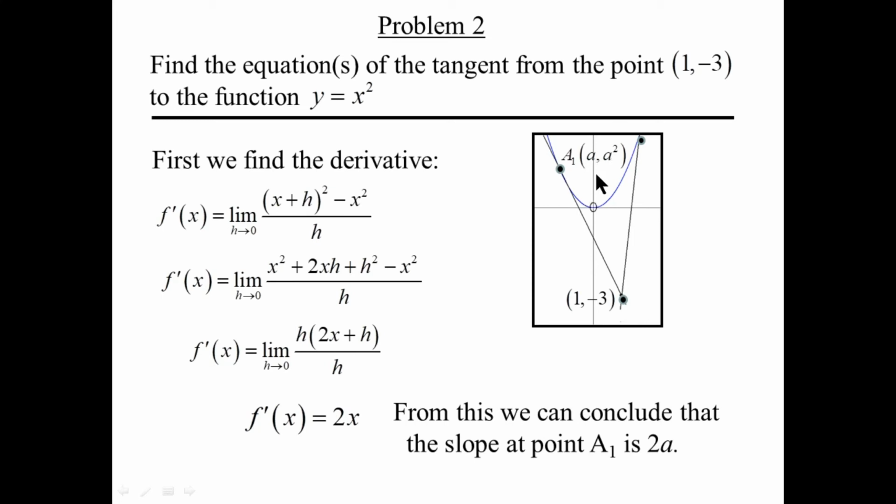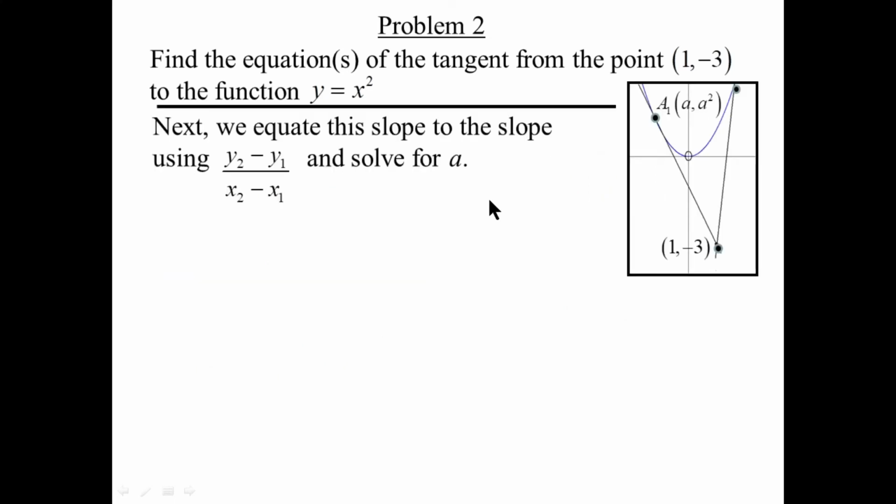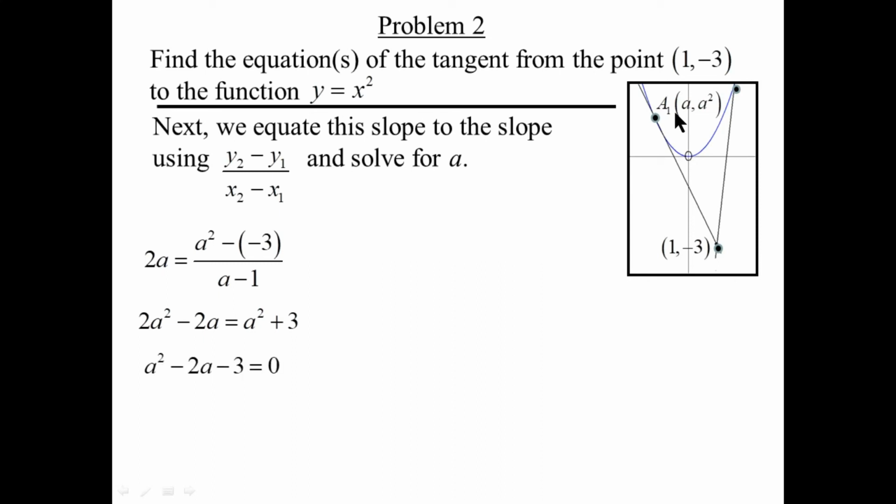But the slope is also y minus y over x minus x, using the grade 9 formula, as well as being 2a. We can equate the slope to the slope using y2 minus y1 over x2 minus x1 and solve for a. So this will be y2 minus y1 over x2 minus x1 and equate that to 2a. We need to solve this equation for a, and we've got our point of tangency. It looks like this when you multiply both sides by a minus 1, equating to 0. It looks like that, factoring, and we have a equals 3 or a equals negative 1.